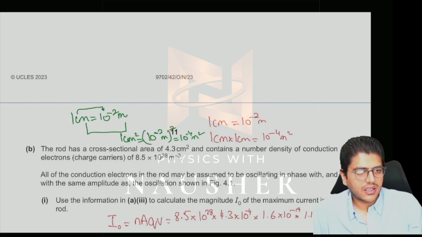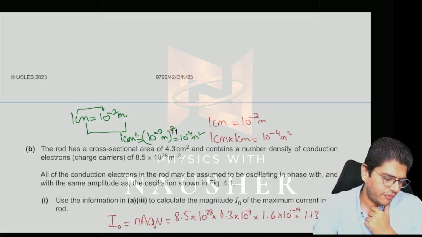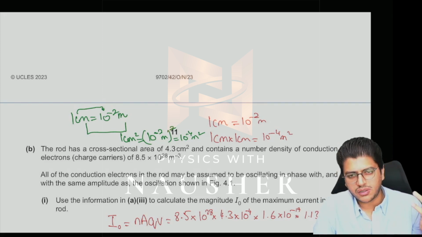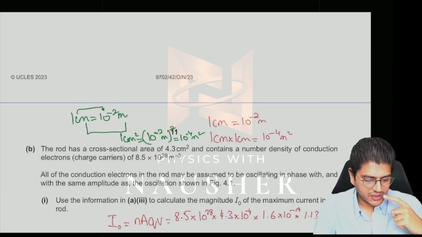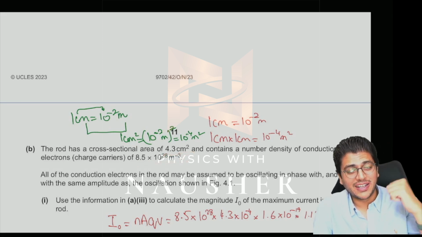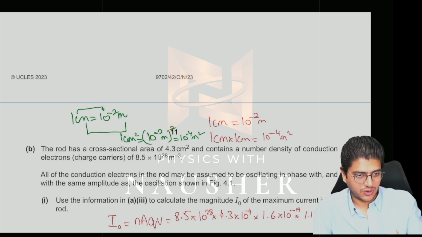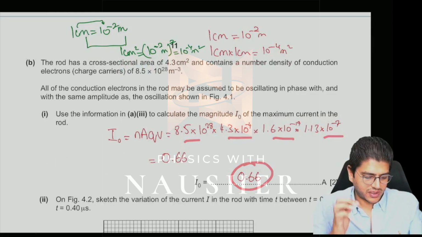Use the answer to calculate the current. You remember from AS that there's an equation for current, which is nAqv. How do we know that it's nAqv? Because they're giving you the number of conduction electrons, they're giving you the area, they asked you to calculate the speed already, and you know the charge of the electron. So just plug in the values and you will get your answer as 0.66 amperes.